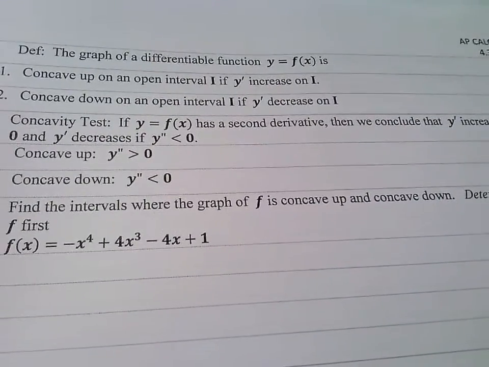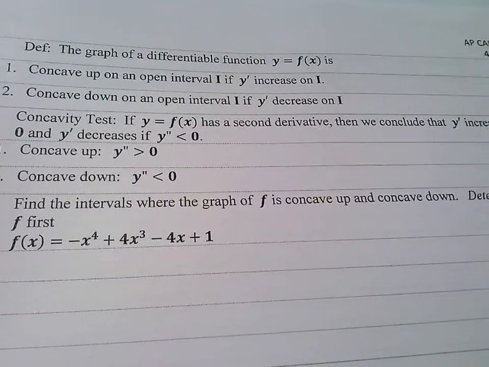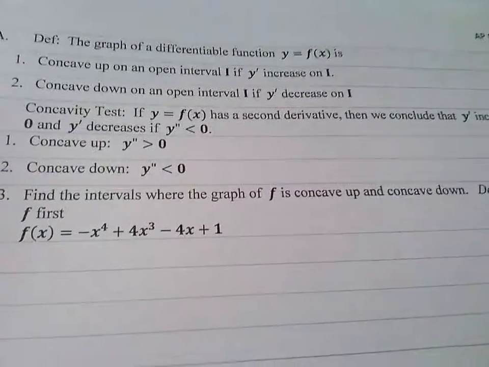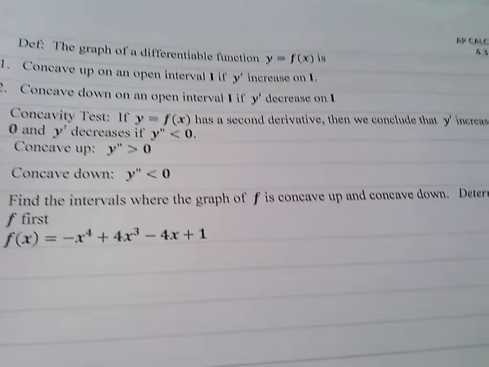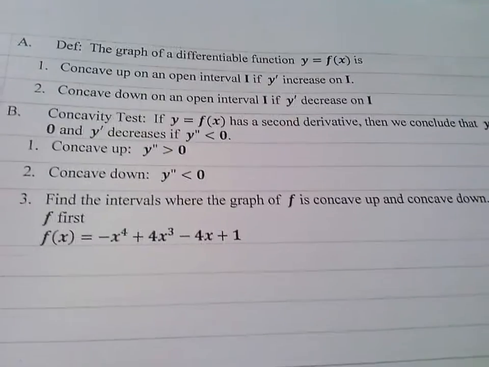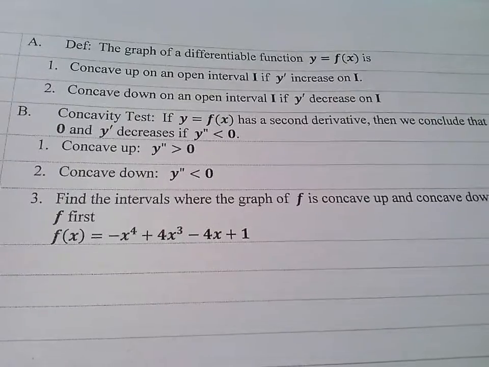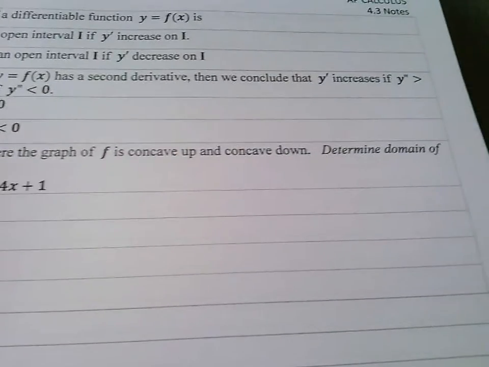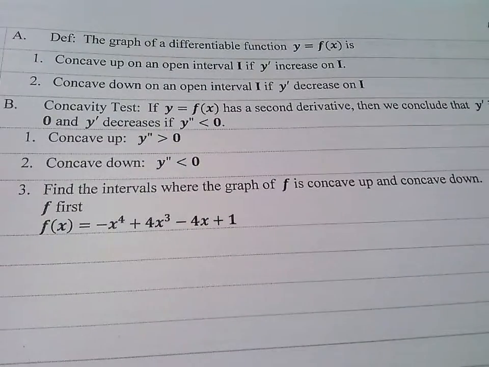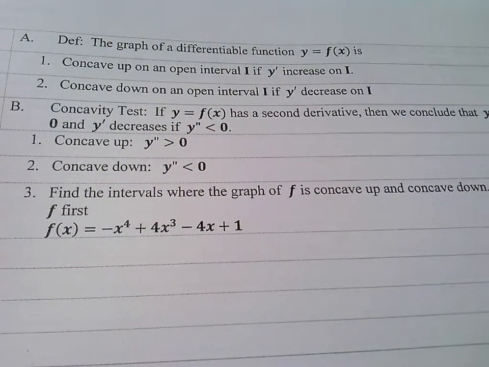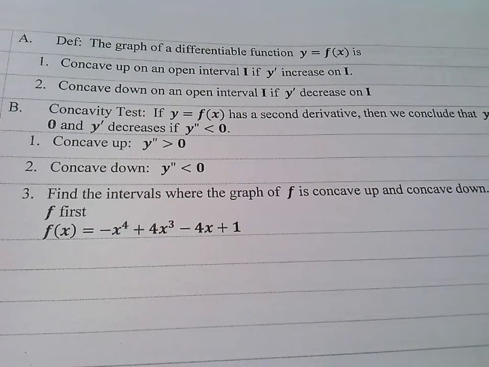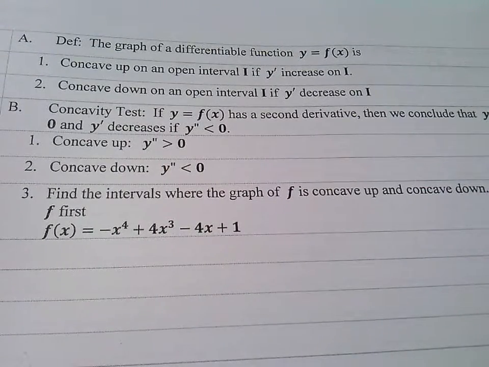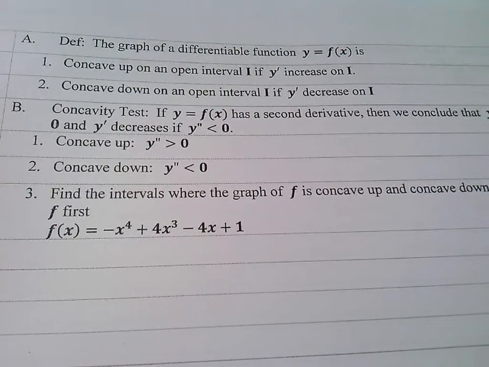So let's look at the concavity test. The graph of a differentiable function, which means it has a derivative at the point. Concavity test: if y equals f of x has a second derivative, then we can conclude that y prime increases if y double prime is greater than 0, and y prime decreases if y double prime is less than 0. Concave up is going to be when the second derivative is greater than 0. So we're going to do sign charts for this one as well. When you see a plus, it's concave up. When you see a minus, it's concave down.